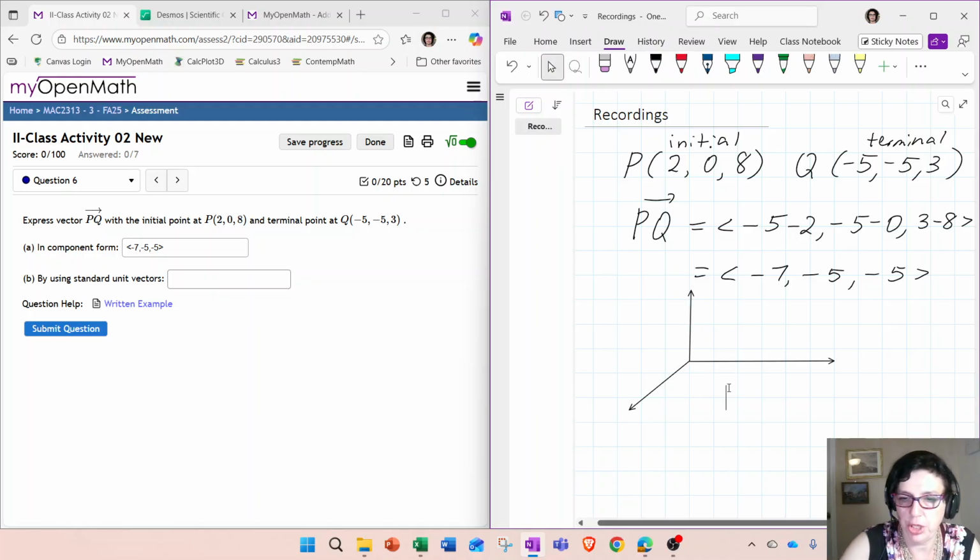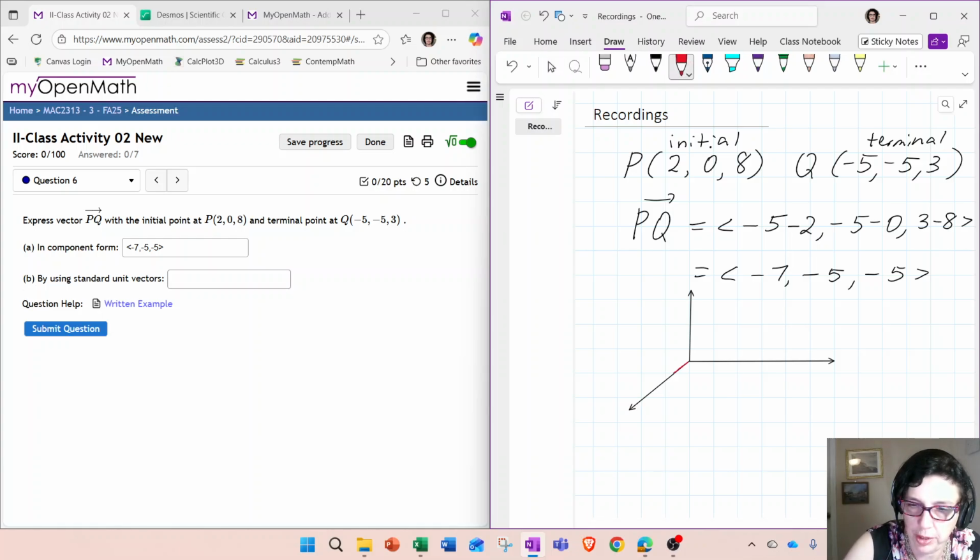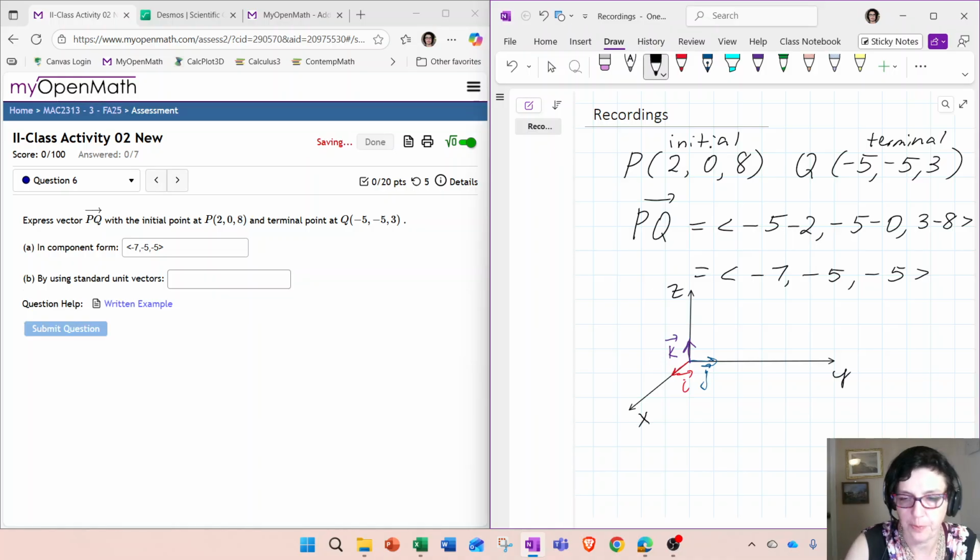So what is i, j, k? i is going to be a vector that is along the x-axis and has a unit length, right? Which means length of 1. j is going to be along the y-axis, so this is your j, right? And then k will be along the z-axis and also will have unit length. So those are your standard unit vectors, right? So this is your x-axis, y-axis, and z-axis. All right, so those are the vectors.